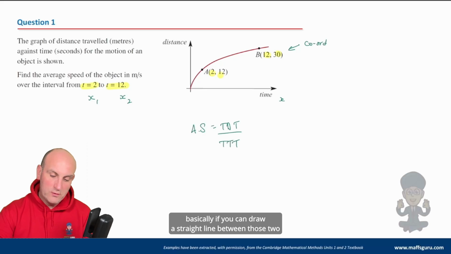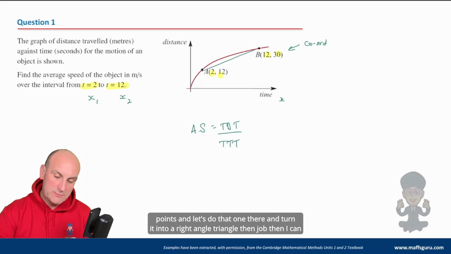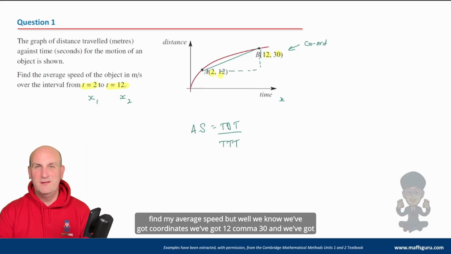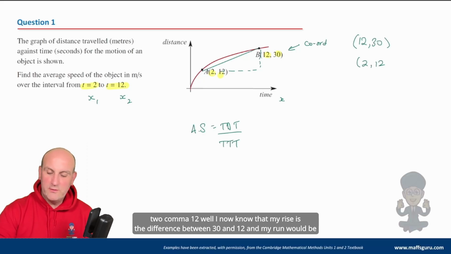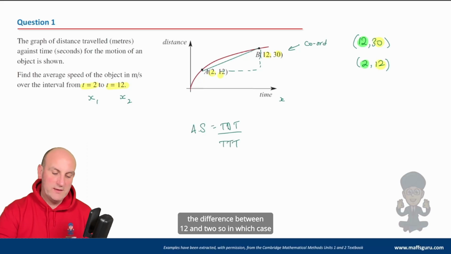Basically, if you can draw a straight line between those 2 points, and let's do that one there, and turn it into a right angle triangle, then I can find my average speed. But, well, we know we've got coordinates. We've got 12, 30. And we've got 2, 12. Well, I now know that my rise is the difference between 30 and 12, and my run would be the difference between 12 and 2.